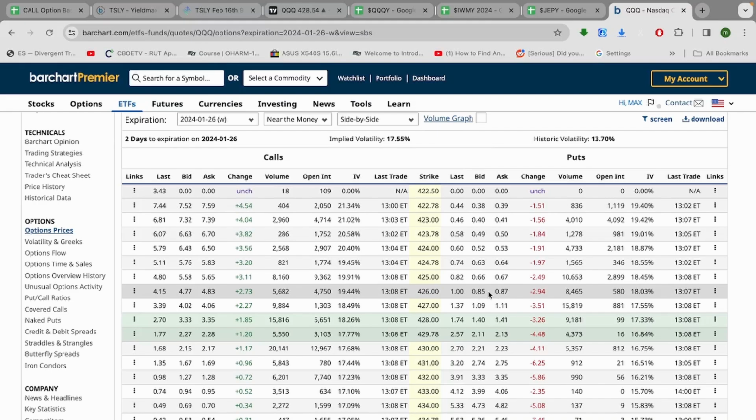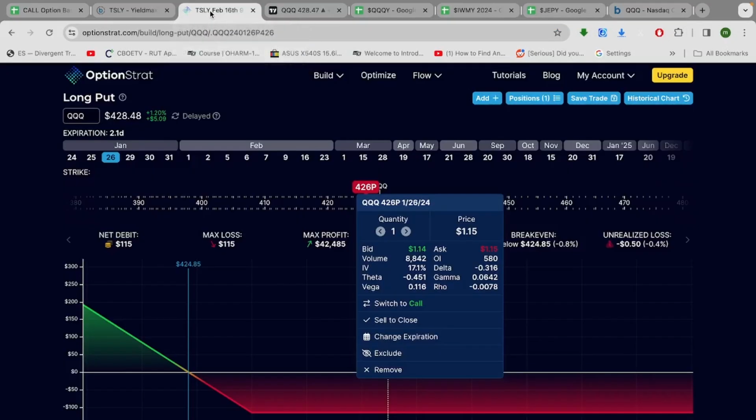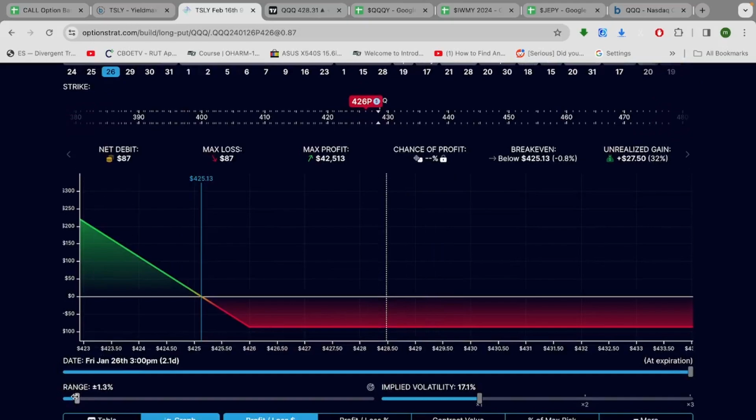All right, yeah, it's the 426 for 87 cents. Where the heck is this thing? All right, 426. And then we're going to put in the price of 87 cents. We're just going to assume that's our fill. In real life, we would try to do it for 84 or 85 and try to get a better price, but I'm just trying to show basic stuff here. Okay, so there we have it.